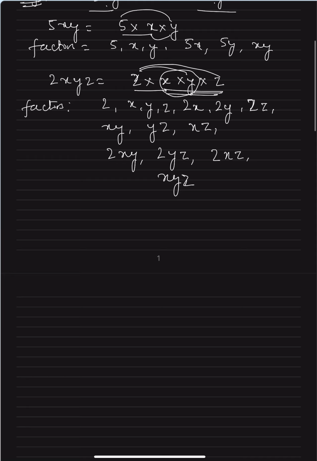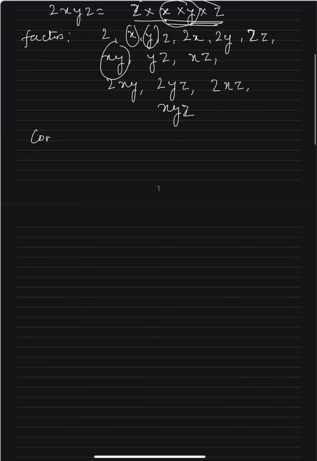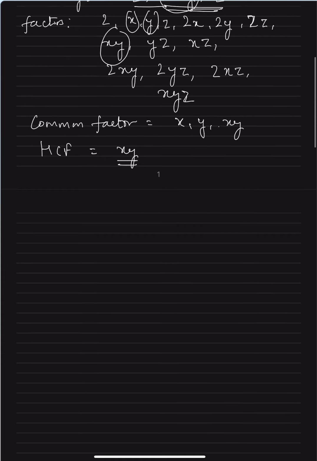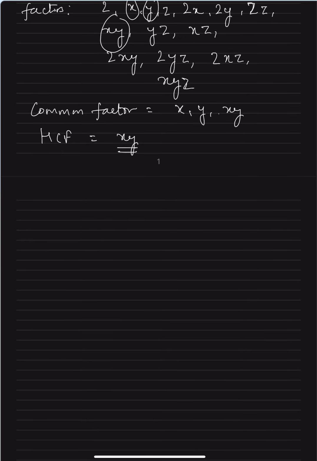Okay, the common factors are x and x. Y is also there, y is also there, and xy. These are the common factors. We can say that common factors are nothing but x, y, xy. From that, highest common factor I can say xy, because these are two constants together. So value of it is definitely going to be more.